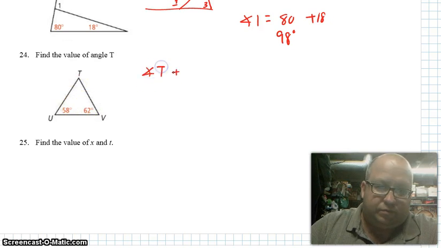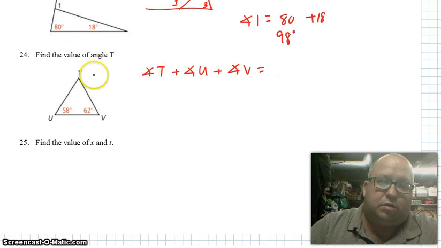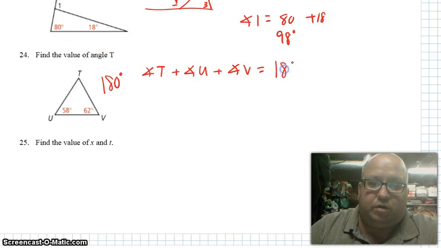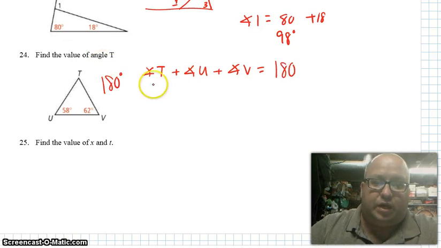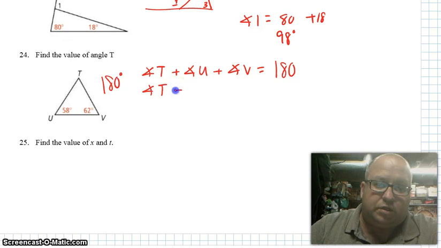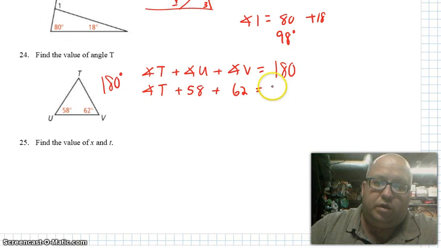So angle T plus angle U plus angle V, whoa, hold the phone. 180 degrees, not 360. I misspoke there. They always add up to 180 degrees. Now, we can plug in the ones we know. We don't know what angle T is, plus 58 plus 62 equals 180.